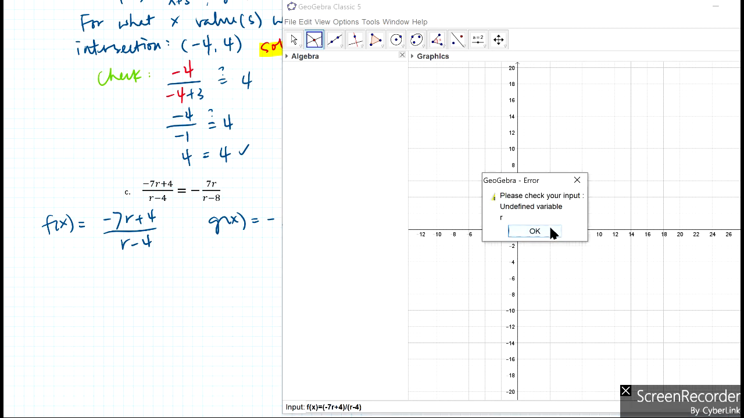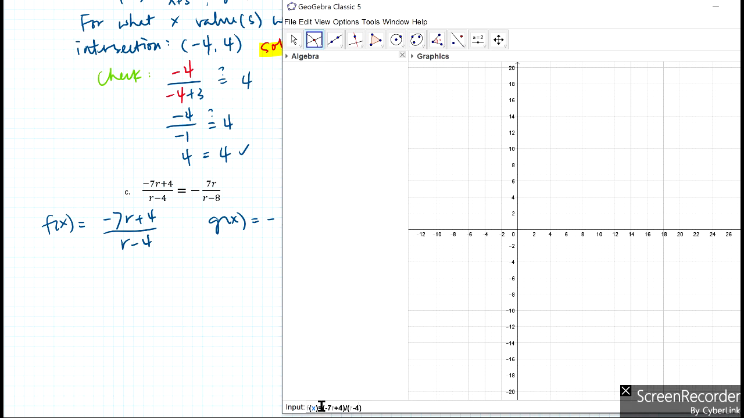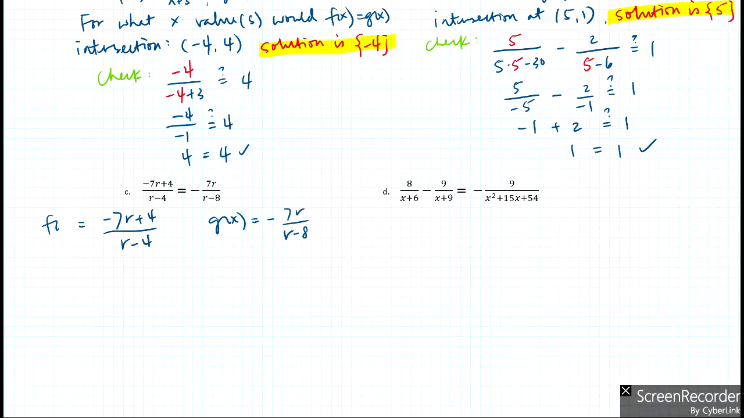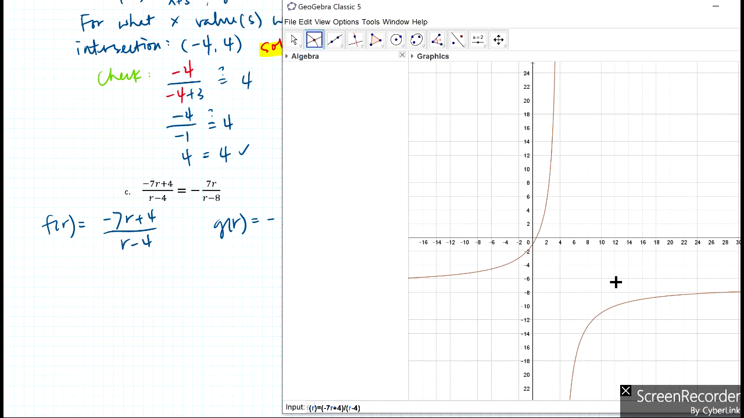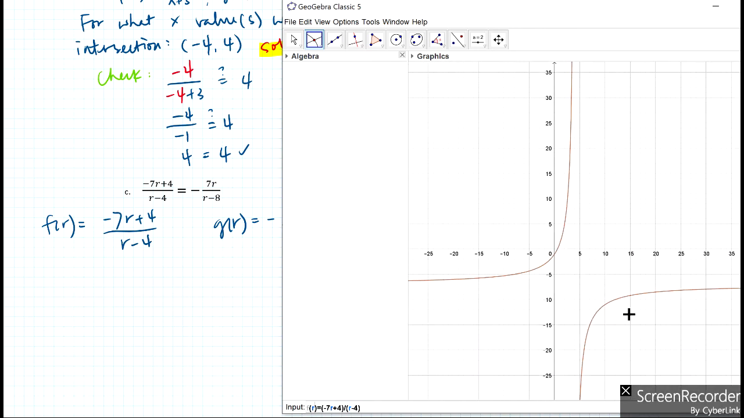Because the question was for r, I should have done f of r. That's what GeoGebra is showing. So it will be g of r in this case, which I didn't pay attention to. So our variable should really be r, and then it'll be graphed. Anytime you want to zoom out, you can scroll down to zoom out. So make sure your variables are consistent, otherwise GeoGebra won't recognize it. And then we have g of r, that's equal to negative 7r divided by r minus 8.